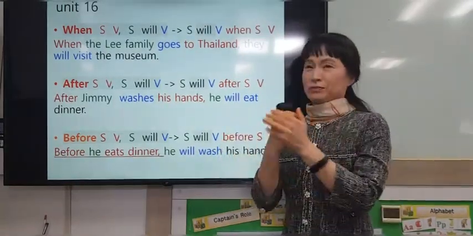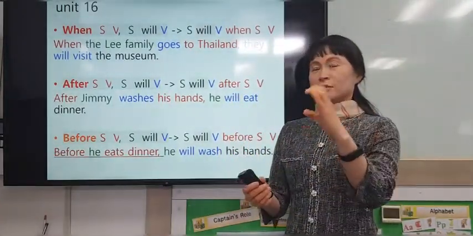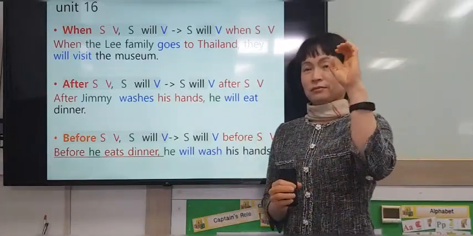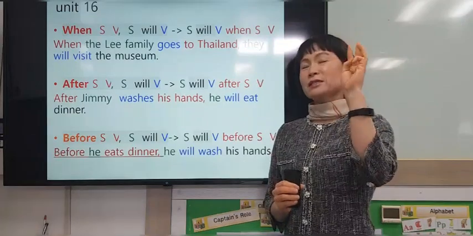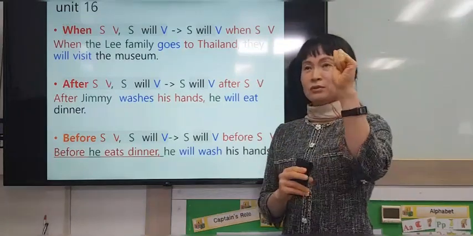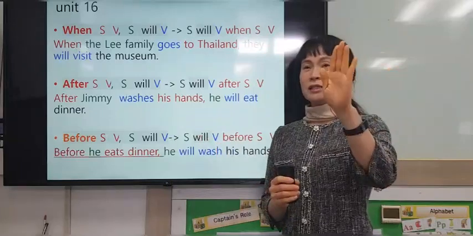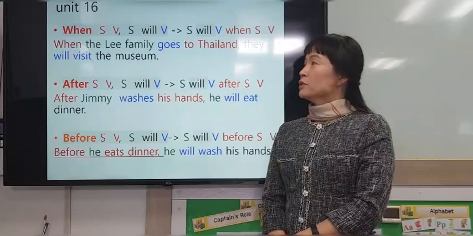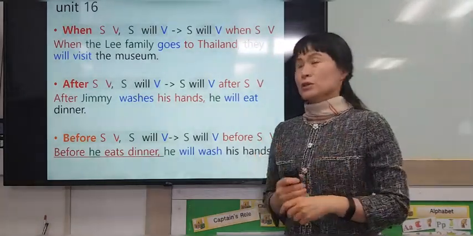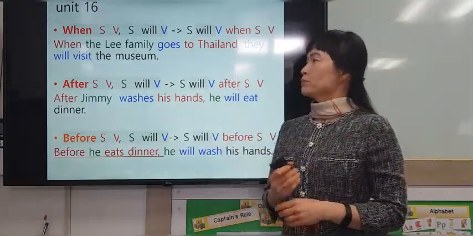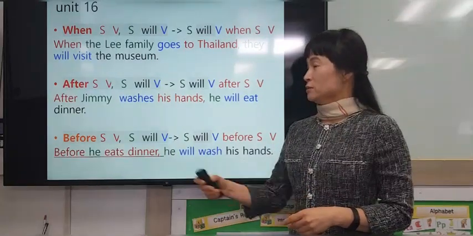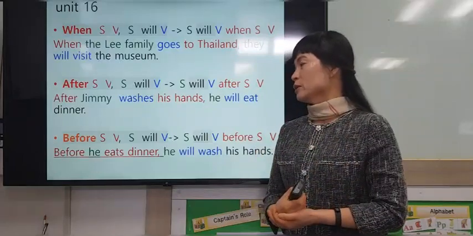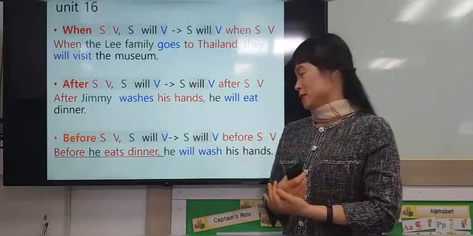Alright. So, teach me. A clause is a sentence in a sentence. When clause, after clause, before clause. When means at the time. After means happening later. Before means happening earlier. For example, when the Lee family goes to Thailand, they will visit the museum. After Jimmy washes his hands, he will eat dinner. Before he eats dinner, he will wash his hands.